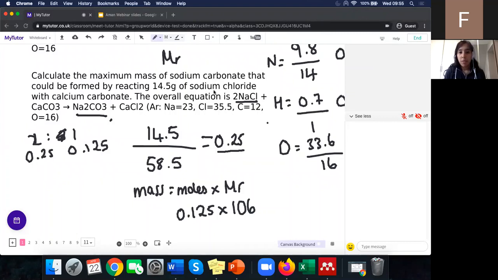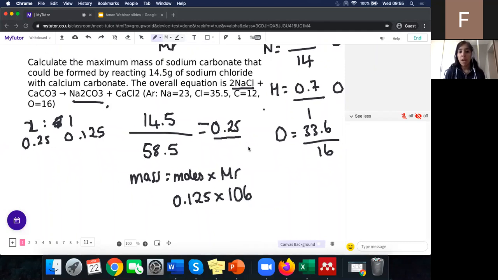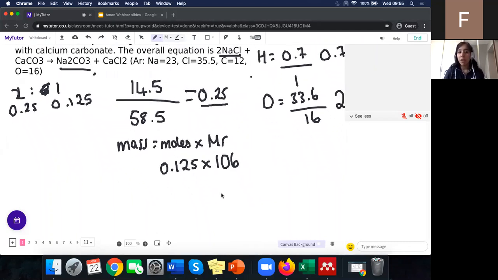Someone's saying 13.25. Great, everyone's saying 13.25. Yep, that's the answer then. So there are 13.25 grams. Remember, we always give to 3 significant figures, so it would be 13.3 grams. Okay, well done, everyone. Excellent.